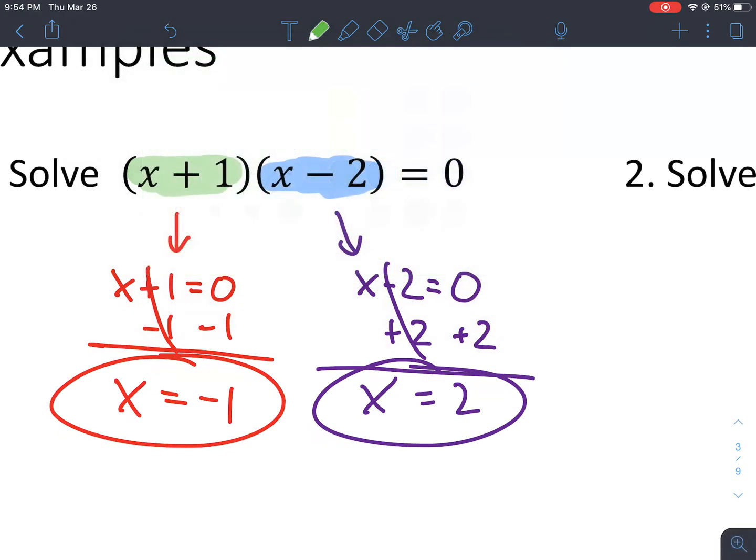If we were to plug those in to check, if I plug negative 1 in for x, negative 1 plus 1 is 0. Negative 1 minus 2 is negative 3. 0 times negative 3 is 0. Likewise, if instead I plugged in 2, 2 plus 1 times 2 minus 2, 2 plus 1 is 3, times 2 minus 2 is 0. Well, 3 times 0 is 0. So that confirms that our answers were correct. Let's take a look at a second example.